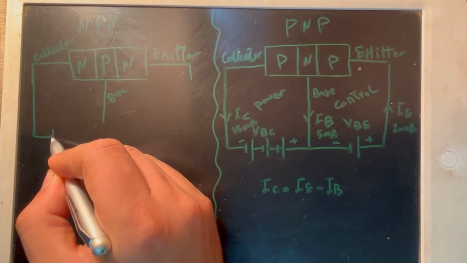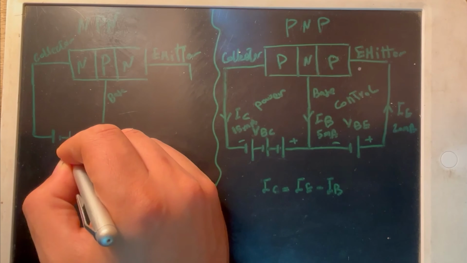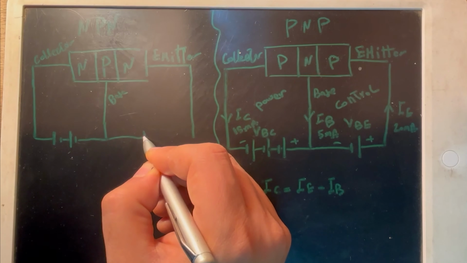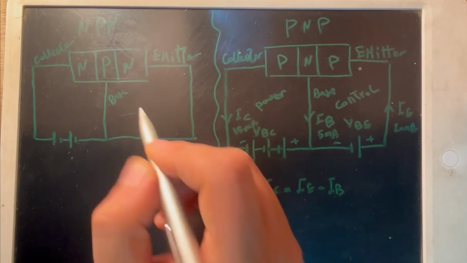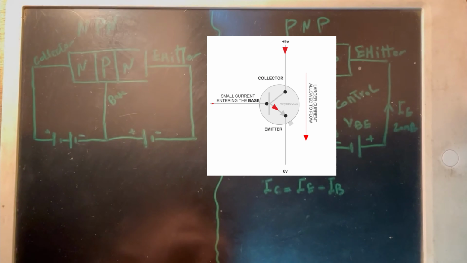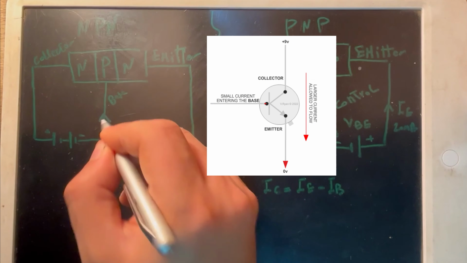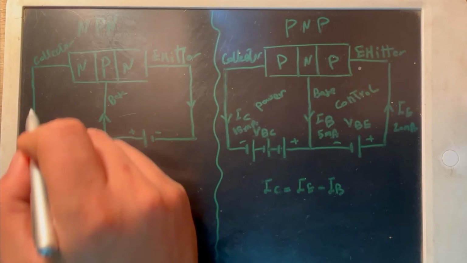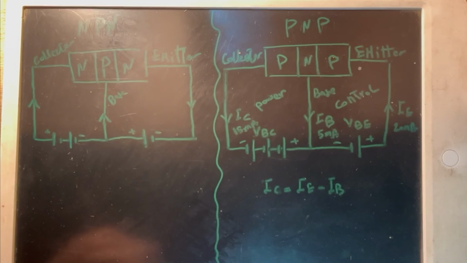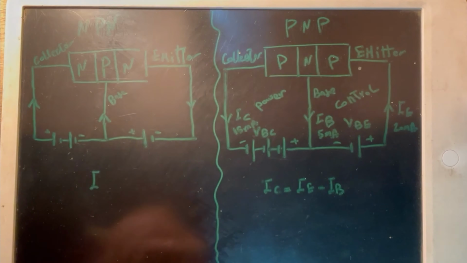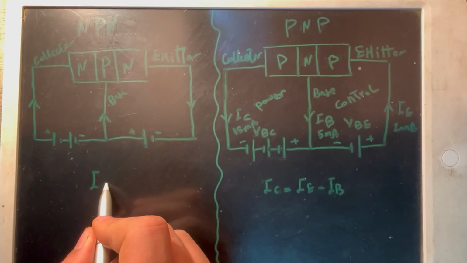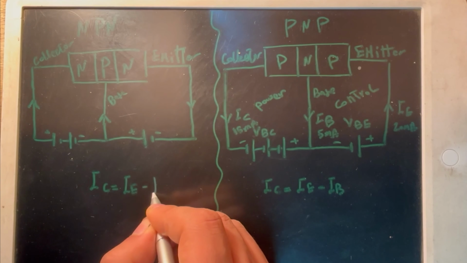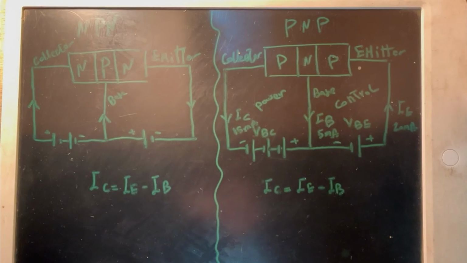In the NPN transistor, when we connect voltage between base and collector, as you see in the video, nothing will happen, but when we connect voltage between base and emitter, the current will flow from collector to emitter. This is the first difference between PNP and NPN transistors. Also, the base is connected to the positive terminal of the power source. This is the second difference. And the collector current will be equal to the emitter current minus the base current.